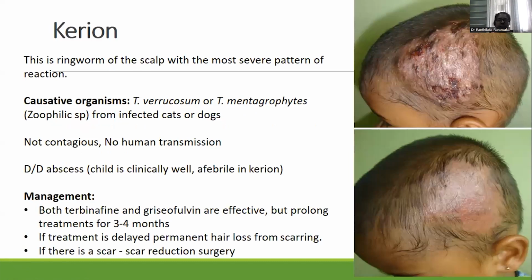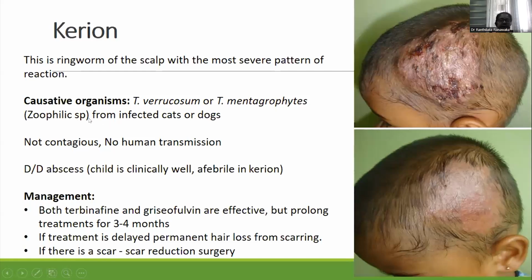So Kerion. Kerion is again a ringworm infection of the scalp, but it's a very severe pattern of reaction, right? Because of the organisms, different organisms, because these organisms are zoophilic.